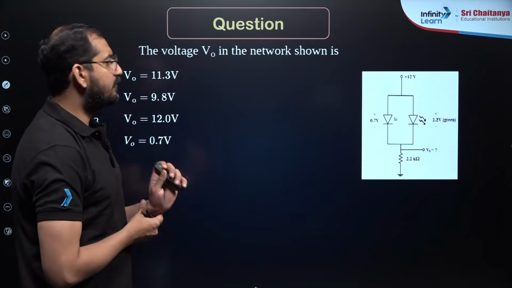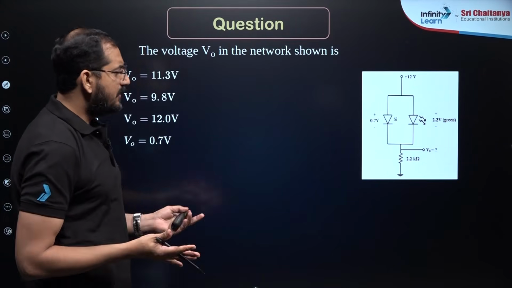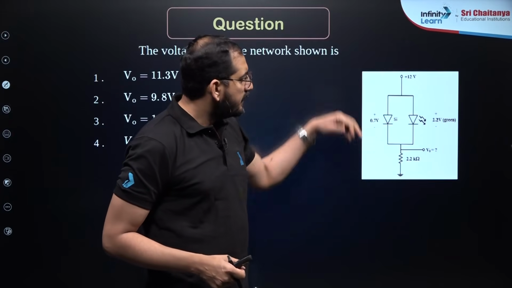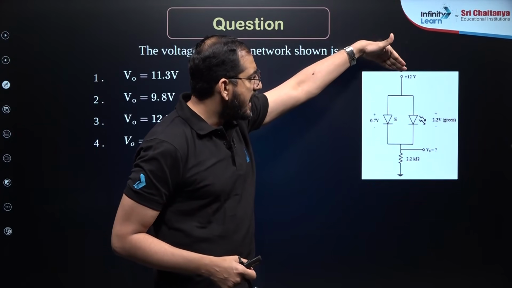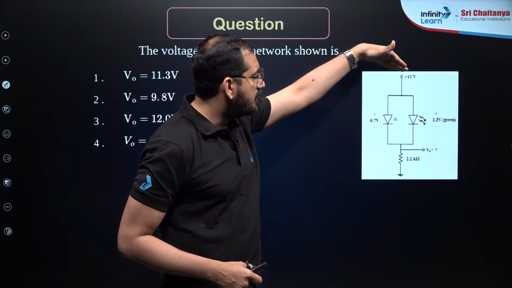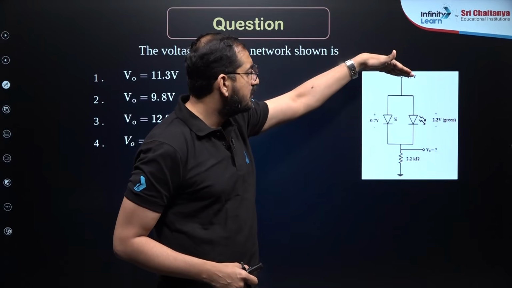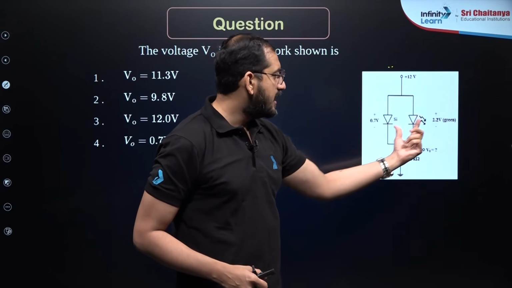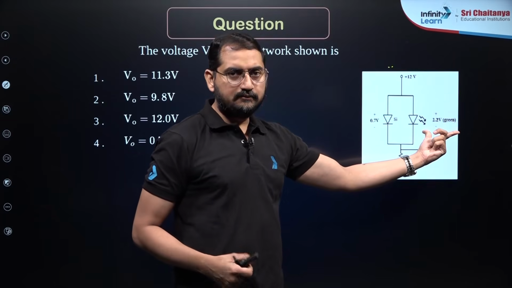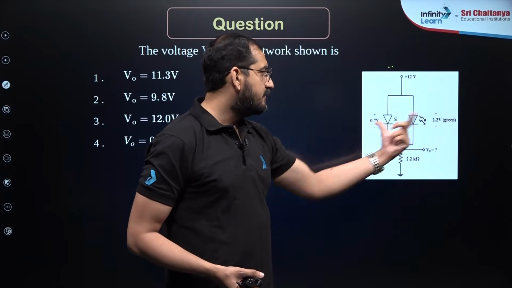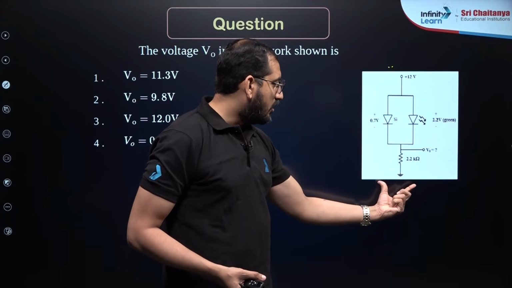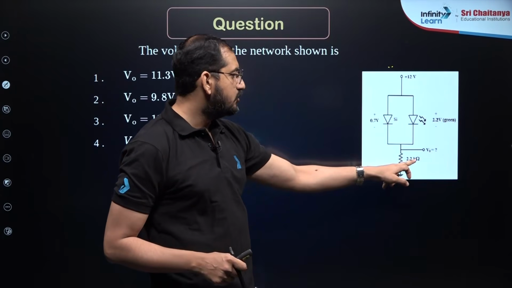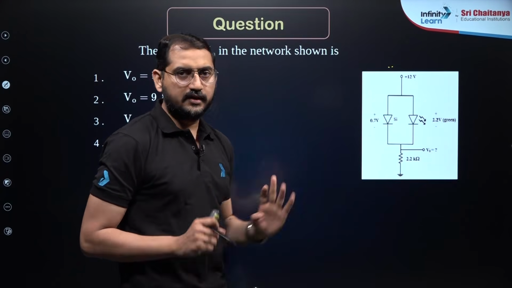This question is from the semiconductor chapter. Let's try to understand the circuit diagram. Here on the top we have a battery or a point of potential 12 volt. Then there are two diodes, one is a silicon diode and another one is the green LED diode. They both are in parallel. At the bottom, the V0 value we need to calculate. The resistor is 2.2 kilo ohm and this is the grounding.